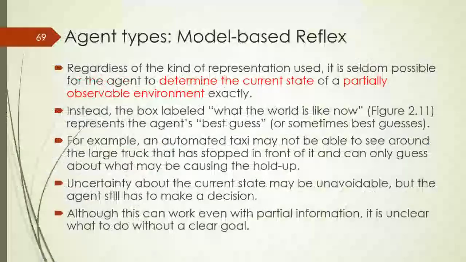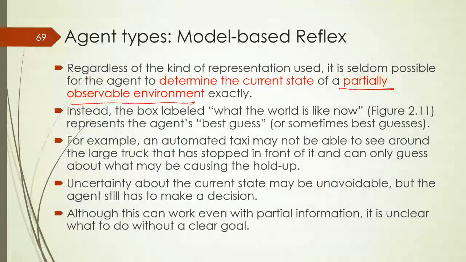It can be transformed to a program if you want to make it a program, but it needs more work. So regardless of the kind of representation used, it is seldom possible for the agent to determine the current state of a partially observable environment. So it's not always possible to do that.